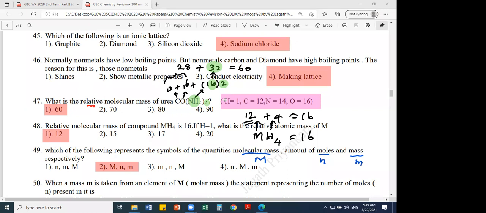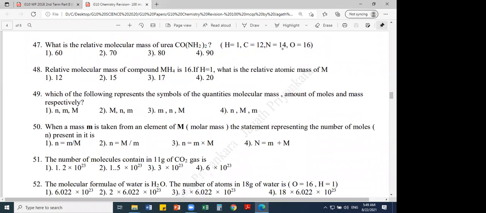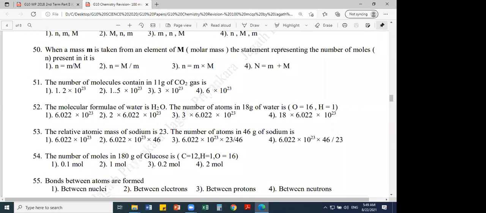Now let's move on to the 50th MCQ. Right. Now, before I continue, please raise your hand.